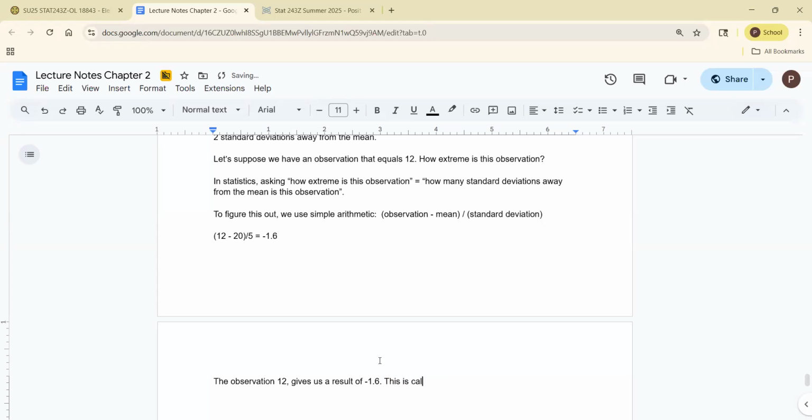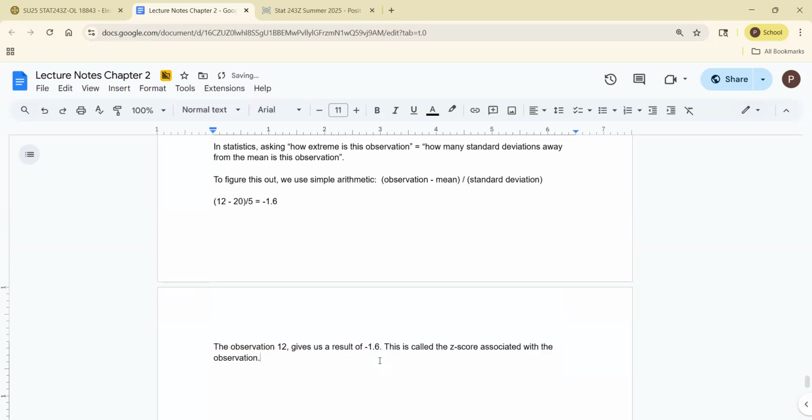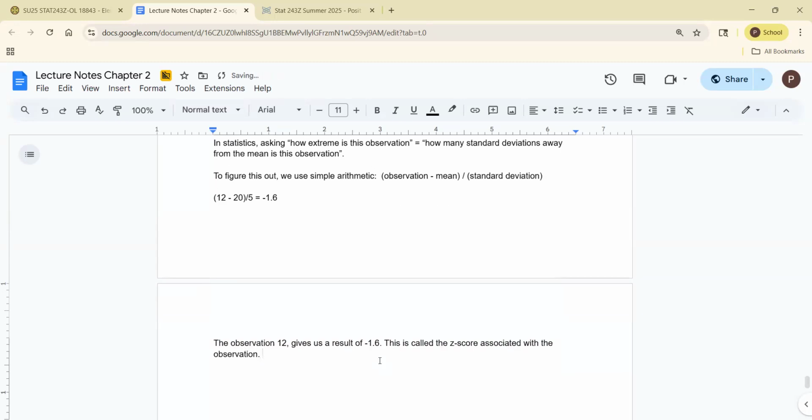The name for this is the z-score associated with the observation. Don't worry about why it's called the z-score, it is. Negative 1.6 means that the observation 12 is 1.6 standard deviations below the mean. It's below because it's negative, and the 1.6 tells you how many standard deviations away it is. This is not very extreme because it is less than 2 standard deviations away from the mean.